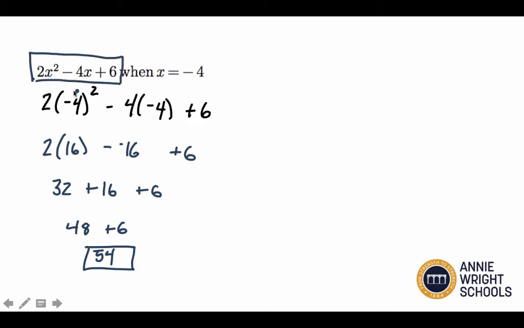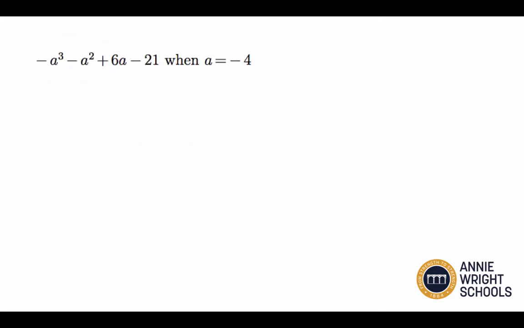That's a fancy term for what this is. It's just a polynomial. We'll get into the vocab of why I know it's a quadratic trinomial later. But if we evaluate that polynomial when x equals negative 4, we get positive 54. Try this next example on your own. Pause the video and try that.